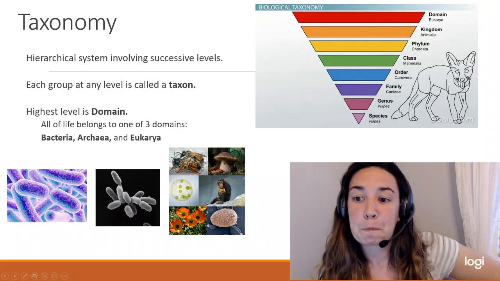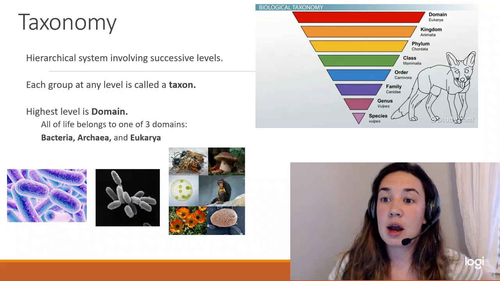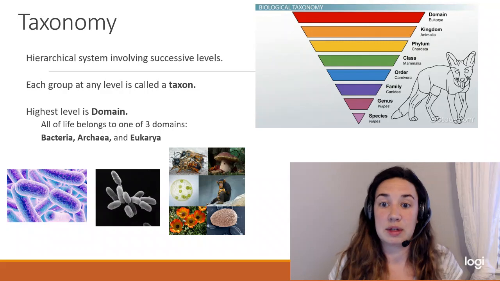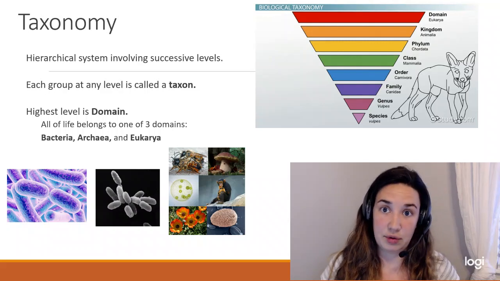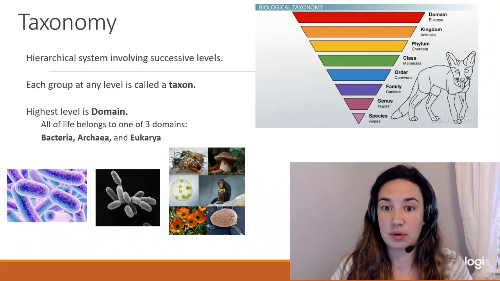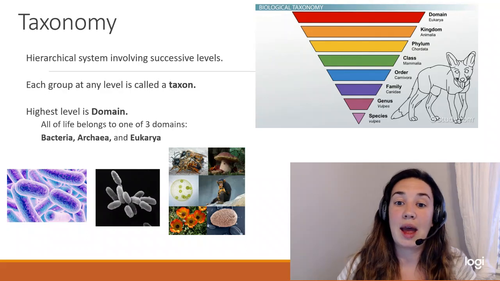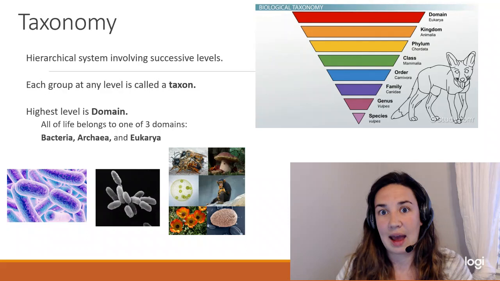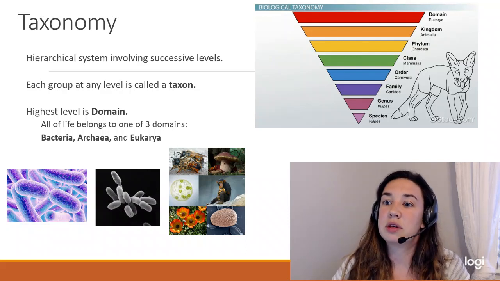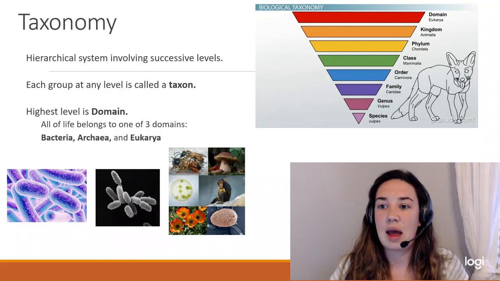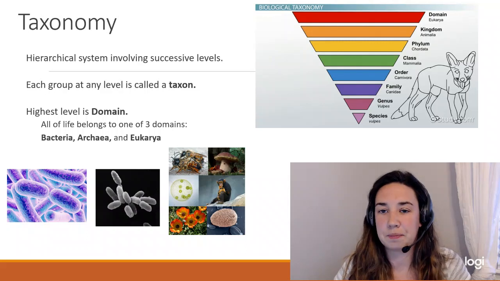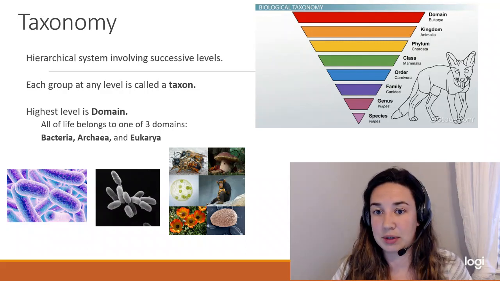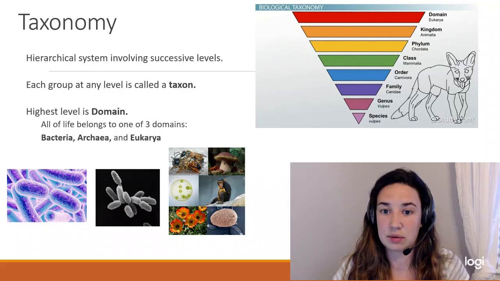Okay, so when we're talking about taxonomy, it's really a hierarchical system, and it involves different levels, these successive levels. Each group at these levels, or at any level, is called a taxon. So if you're referring to a group that's in a class or an order or a kingdom, that is a specific taxon that we're talking about.